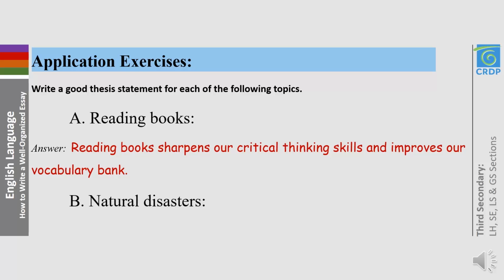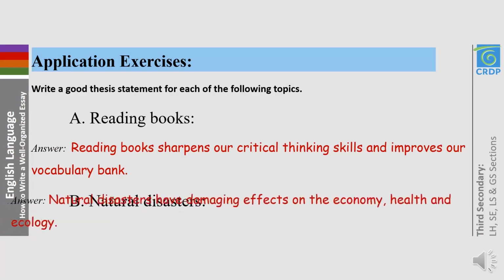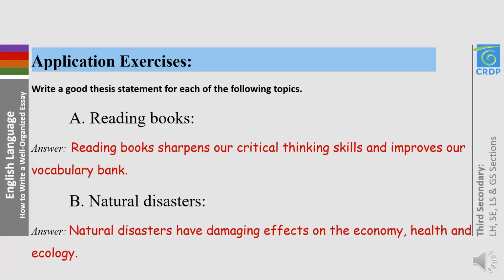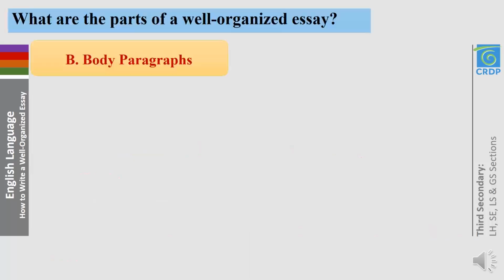The second topic, natural disasters. Think about this topic. A model answer could be: natural disasters have damaging effects on the economy, health, and ecology. So here, this is a sample of a good thesis statement. We have three controlling ideas here: economy, health, and ecology.